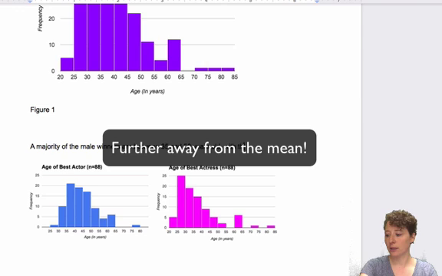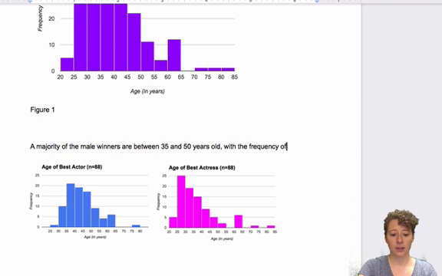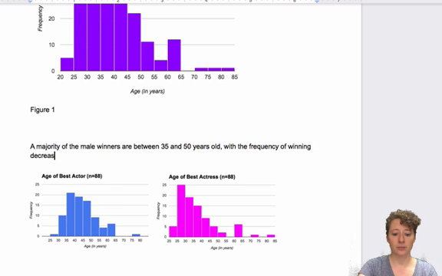With the frequency of winning decreasing at either extreme. Want to tell them where to look? Figure 2.